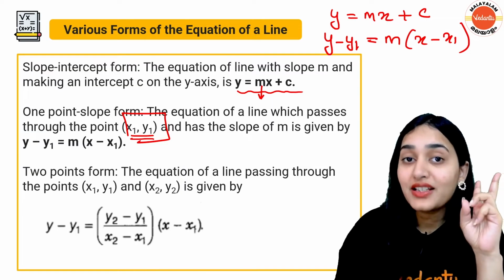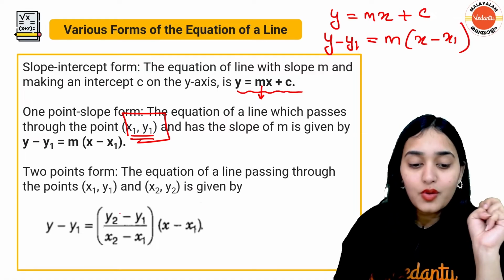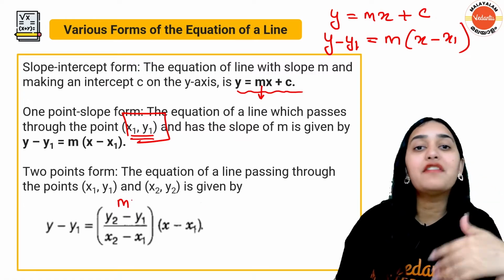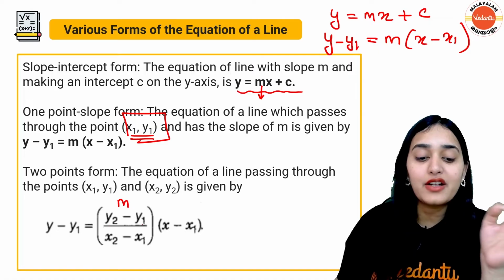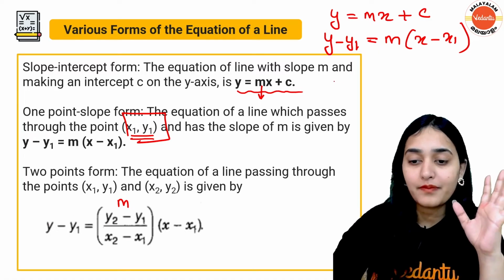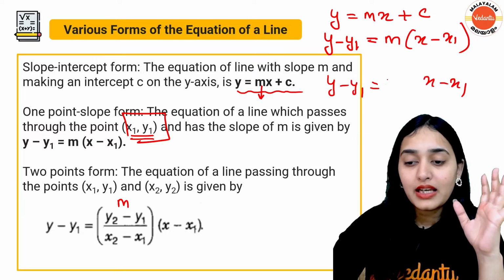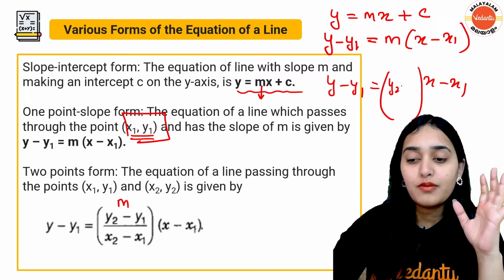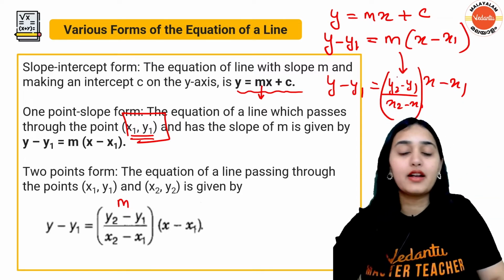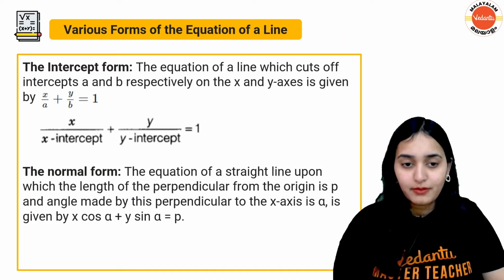Now, if it is passing through 2 points, the formula for m will change. m will be (y2 minus y1) upon (x2 minus x1). Other things will remain the same, so it will be y minus y1 equals m into (x minus x1), but here m will be (y2 minus y1) upon (x2 minus x1). This is how we find m. Again, this is important, remember.